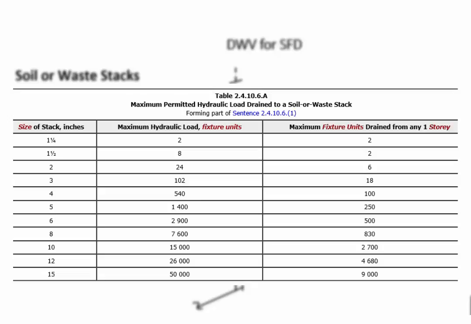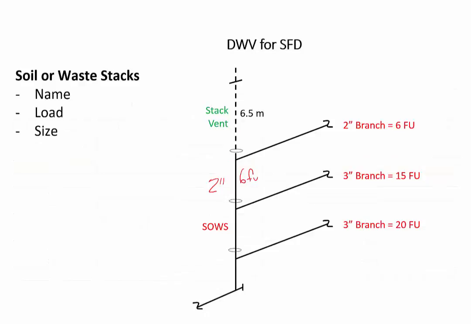load into the stack. So initially, checking table 24106A, a 2-inch stack can accommodate up to 24 fixed units on the vertical and up to 6 fixed units from any one story. So we're okay at that point. Uppermost portion of our stack could be 2-inch.